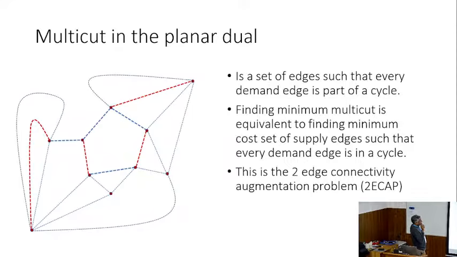Now I'm going to throw away the primal graph, and this is what I'm left with. Okay, and now this is the important connection that we want to make. So these are the demand edges, and these are the multi-cut edges. And what are the multi-cut edges? The multi-cut edges are chosen in such a manner so that every demand edge is on a cycle.